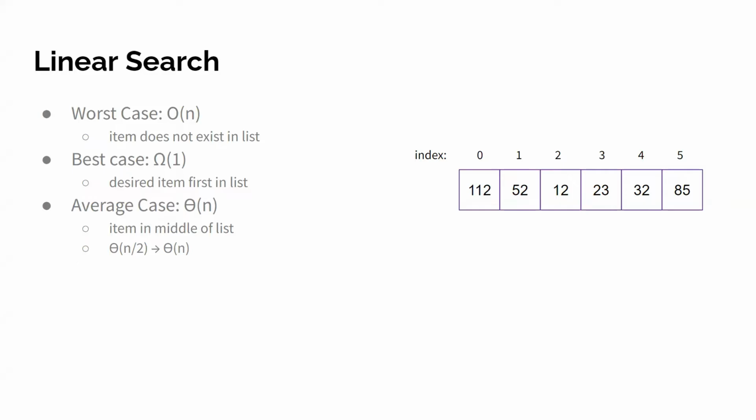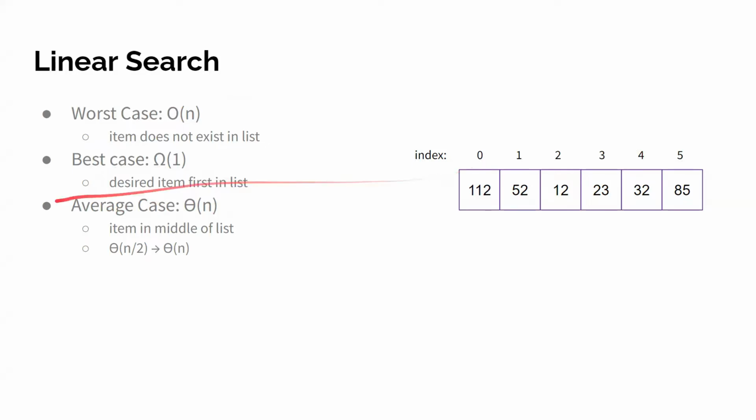and then it turns out that the list did not contain the number you were looking for. Now, of course, best case scenario is that your desired item is first in this list. So in this case, if I was looking for 112, boom, there's 112, we're done, we're finished. It took constant time, no problemo.